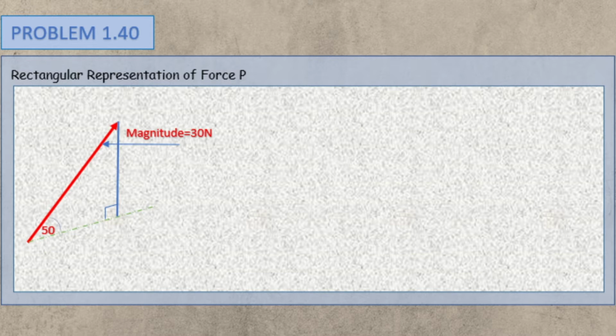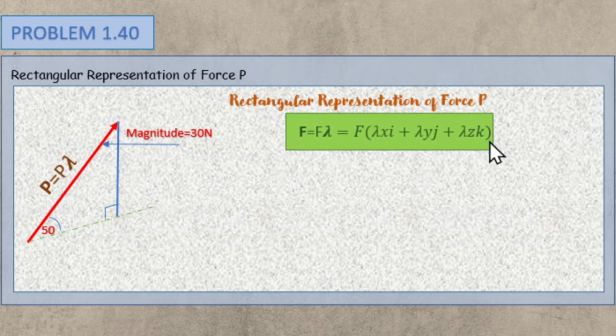So for the formula of the rectangular representation of force P, this will be our formula. So F is equal to magnitude multiplied by its unit vector. So we already have our given magnitude, but still we need to find the value of our unit vector. So we need to find unit vector x, y, and z.